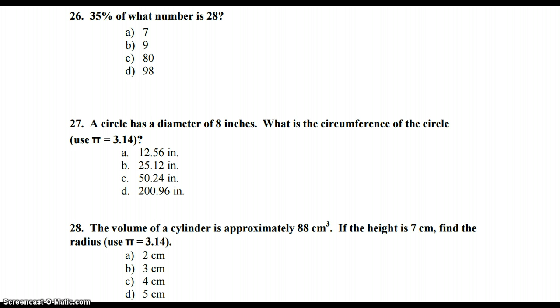35% of some number means 35% times some number, or 0.35 times some number, equals 28. And in order to solve, I can take 28 divided by 0.35 to get our answer. And it turns out if you do that, you get a pretty nice answer here. As you can see, your choices come out to whole numbers.